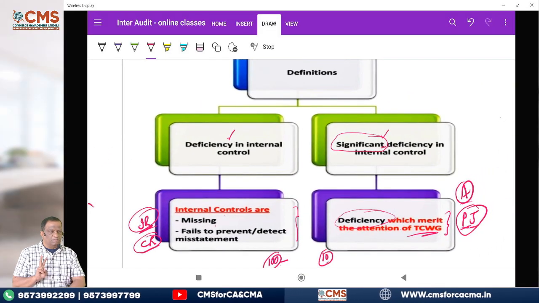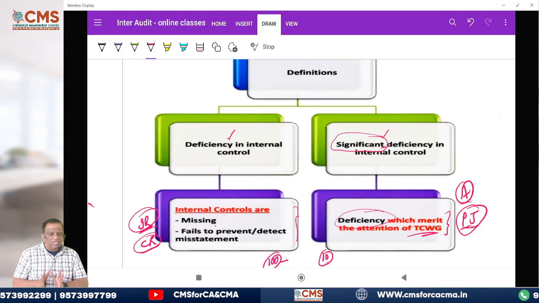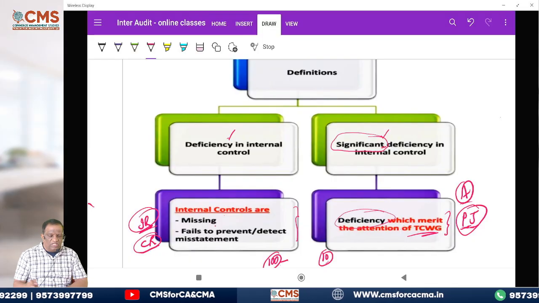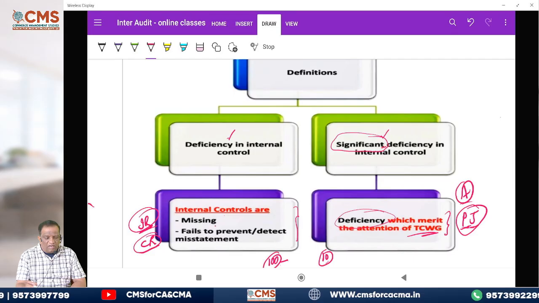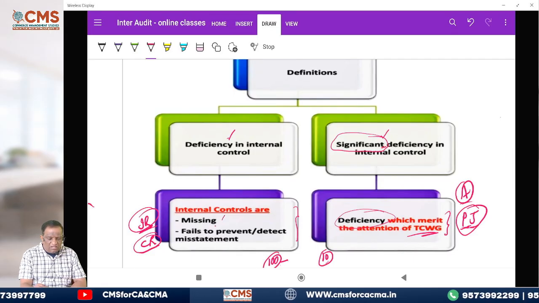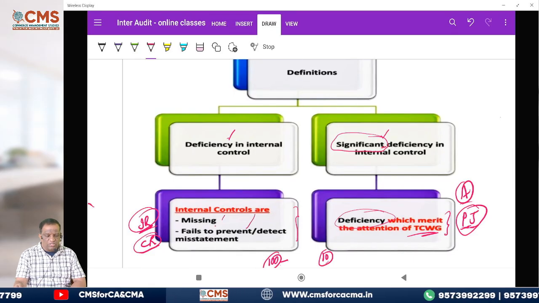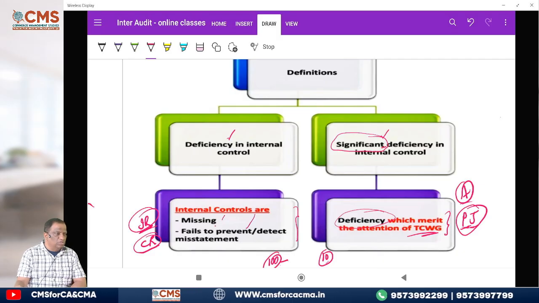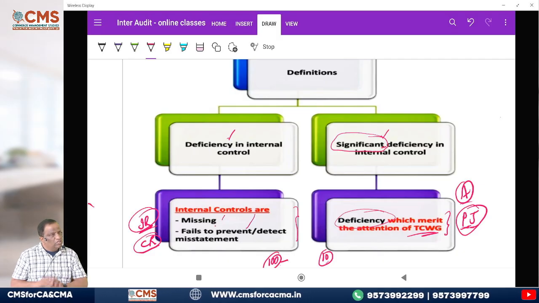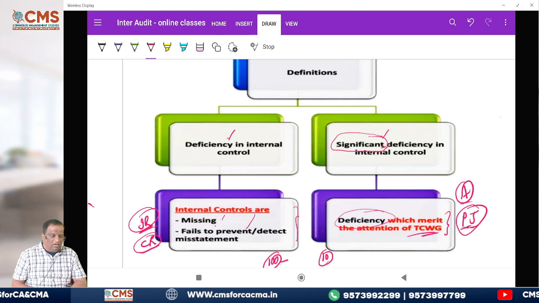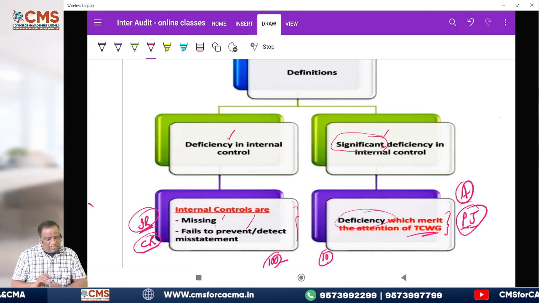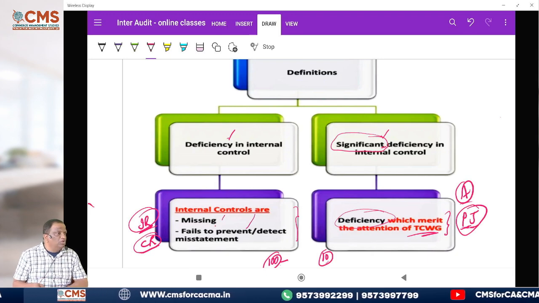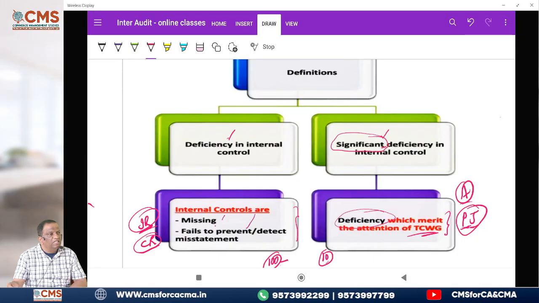Deficiencies are of two types: deficiency and significant deficiency. Now, deficiency would mean internal controls are either missing or they are failing to prevent or detect the misstatement. They are there, but they are not effective. So, 2 points. Internal controls are not at all there, missing. The second one, they are there but not effective. They are not able to prevent it. That is what we call a deficiency.